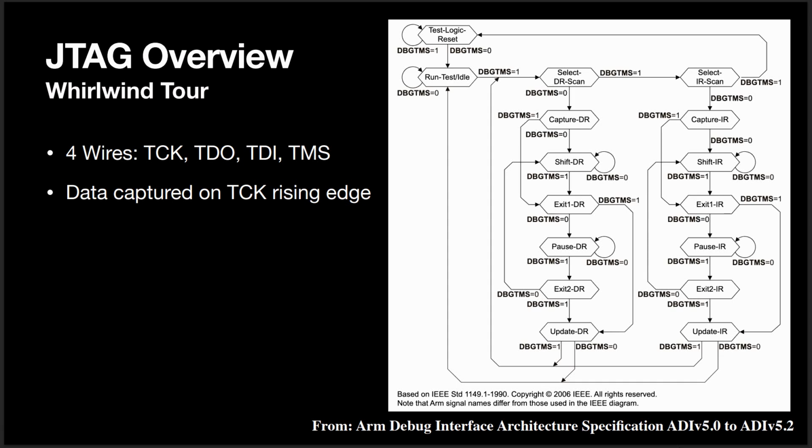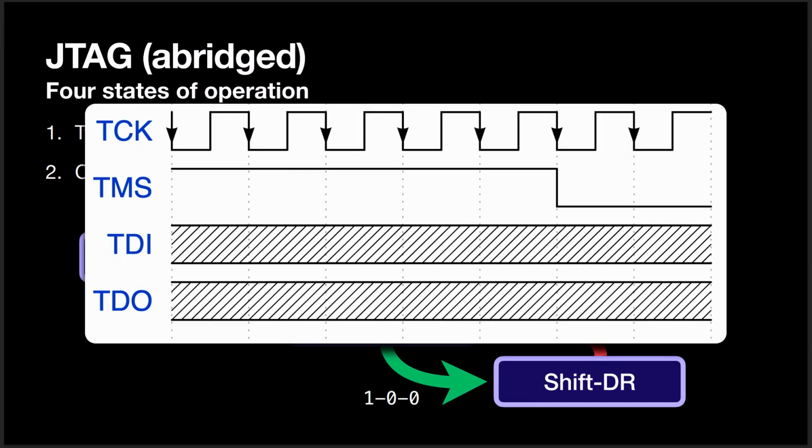TDO and TDI are output and input. This is from the perspective of the chip. So TDO, from our perspective as the debugger, is actually an input, and TDI is an output, just to make it a little bit weird. Data is captured on the rising edge of clock, so the entire state machine moves between states when clock goes from 0 to 1. This slide doesn't look very good on the PDF.